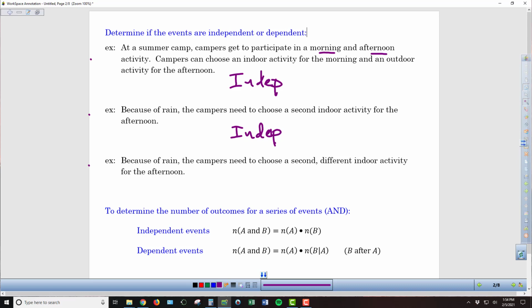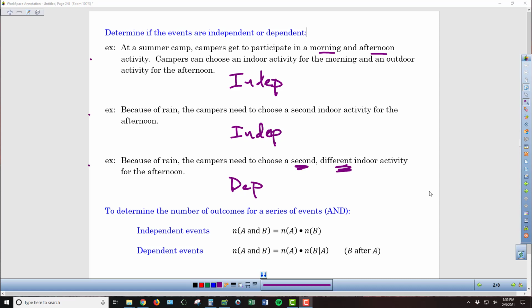Compare that against the last example where because of rain, campers need to choose a second different indoor activity. Now these events are dependent because whatever we chose for the morning is not available for us for the afternoon. So we have to read carefully through these types of examples to determine whether or not the events are independent or dependent. What came before it affects what happens next.